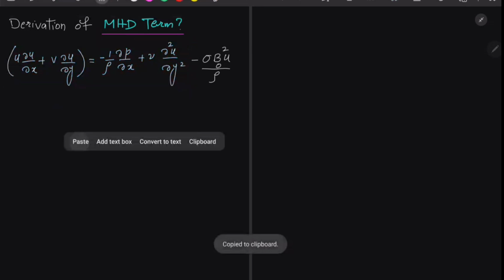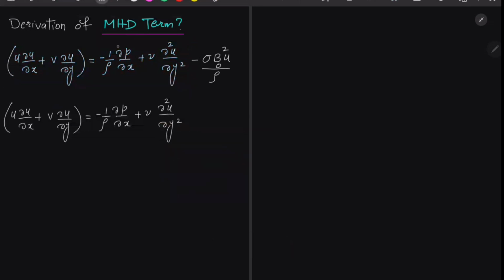So I just copied that, and the right hand side first should be written as J cross B, which is the Lorentz force. First of all, we need to define J. J is the conduction current. Remember that J is the conduction current and B is the magnetic field.